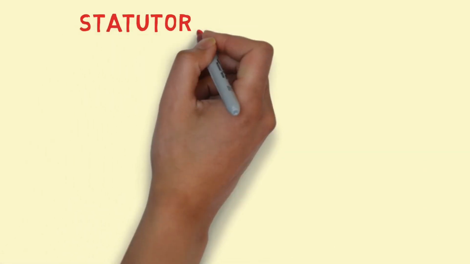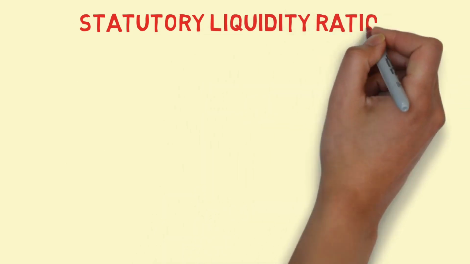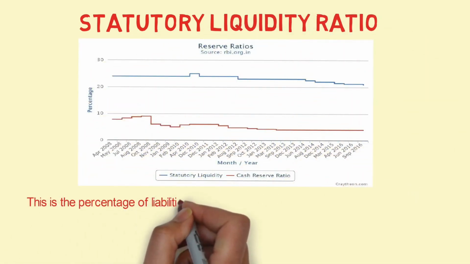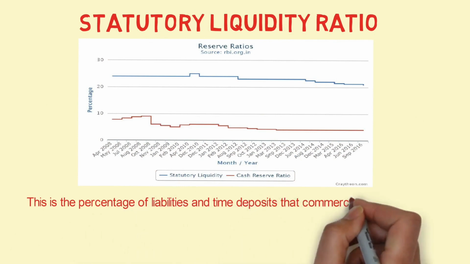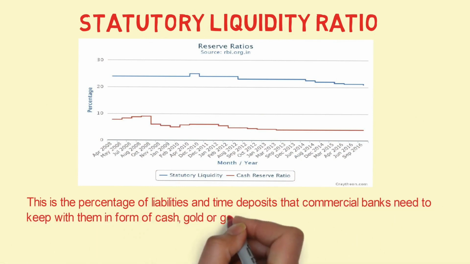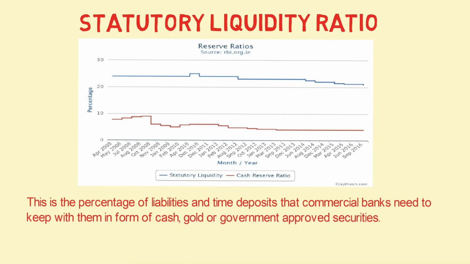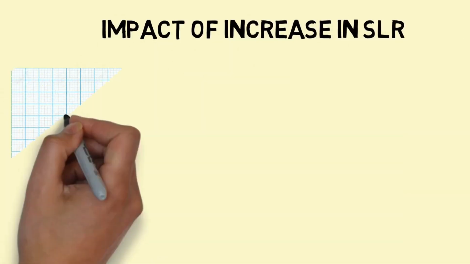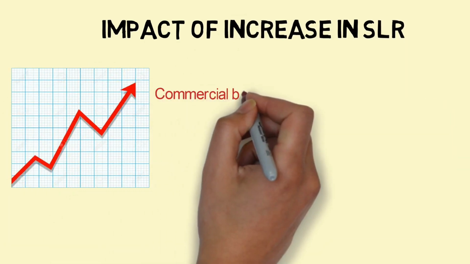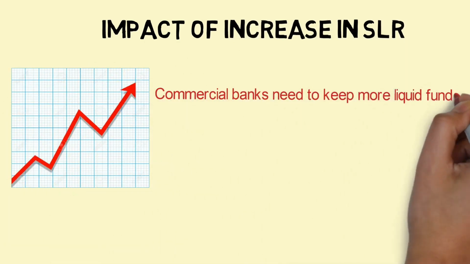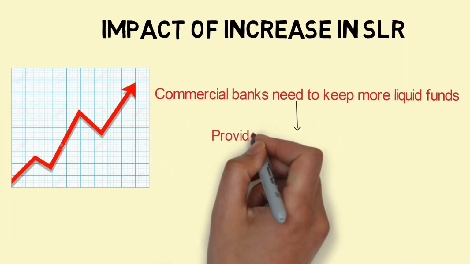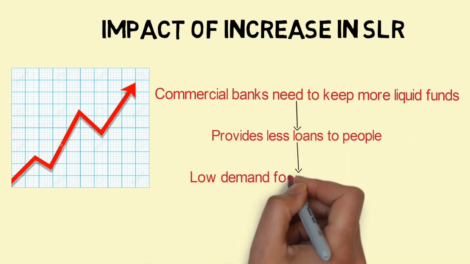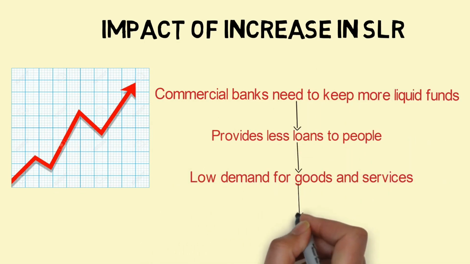Statutory liquidity ratio, or SLR. This is the percentage of liabilities and time deposits that commercial banks need to keep with them in the form of cash, gold or government approved securities. Impact of increase in SLR: commercial banks need to keep more liquid funds, which leads to fewer loans to people, which leads to lower demand for goods and services, which leads to lower prices.